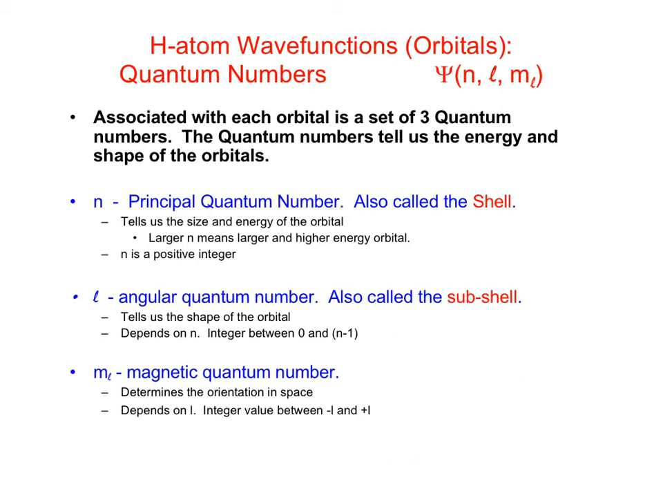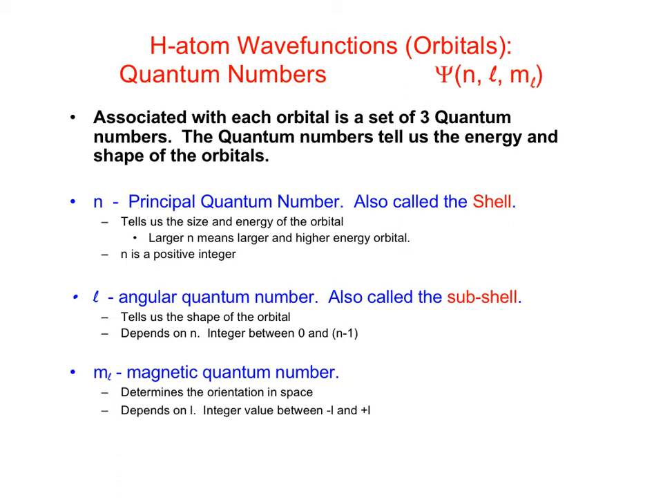And so the l quantum number is sort of like saying what city we live in. So n tells us we live in Georgia. l is kind of like saying, all right, maybe you live in Lawrenceville. l is the angular quantum number. Sometimes it's called the subshell. This tells us what the shape of the orbital is, and we'll look at the shapes in the next video.